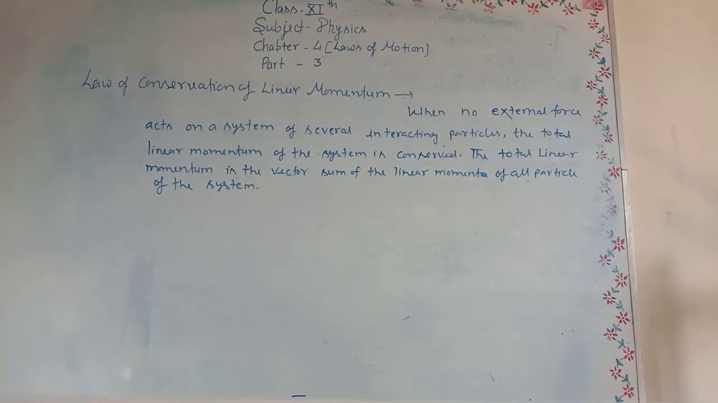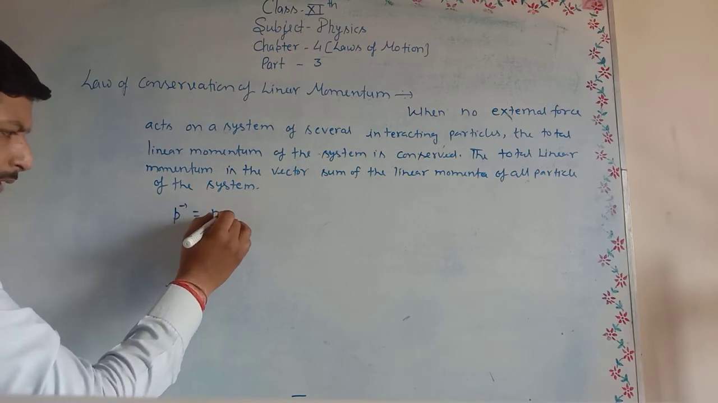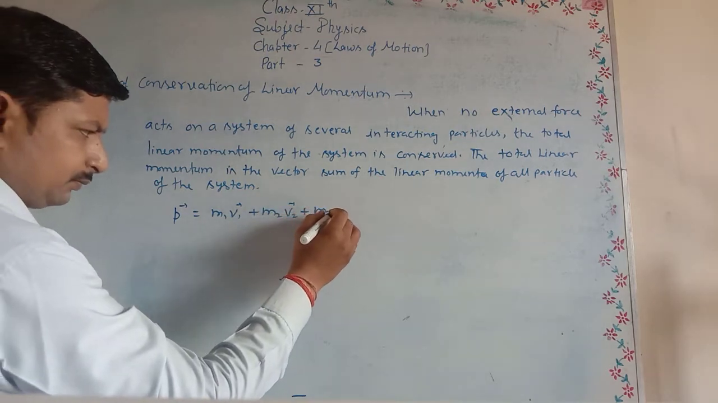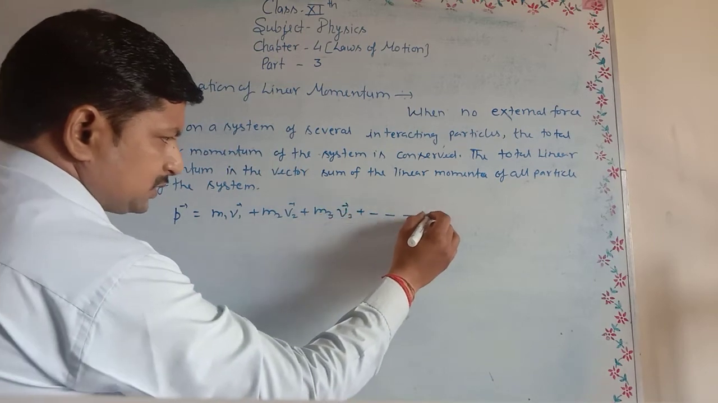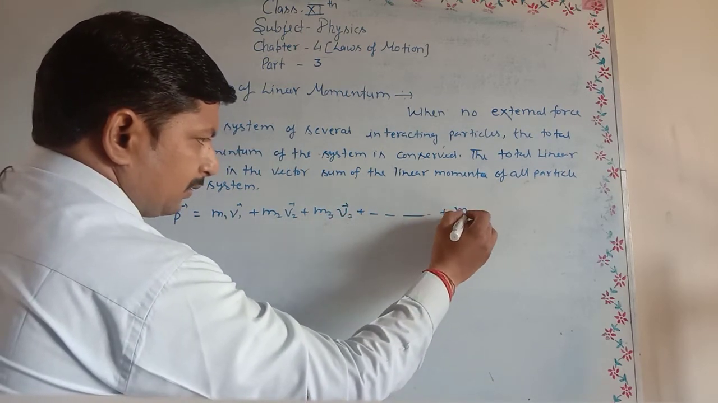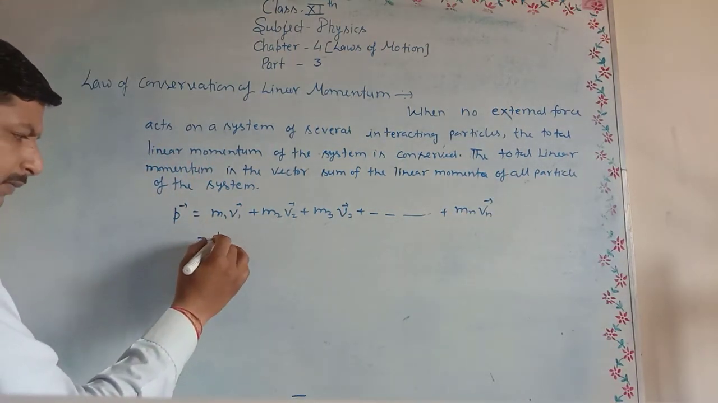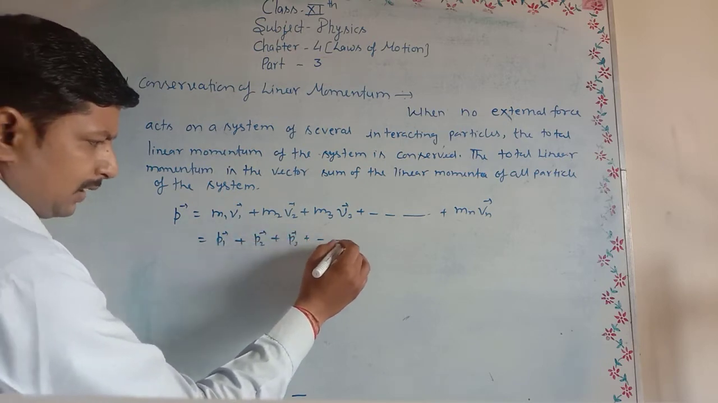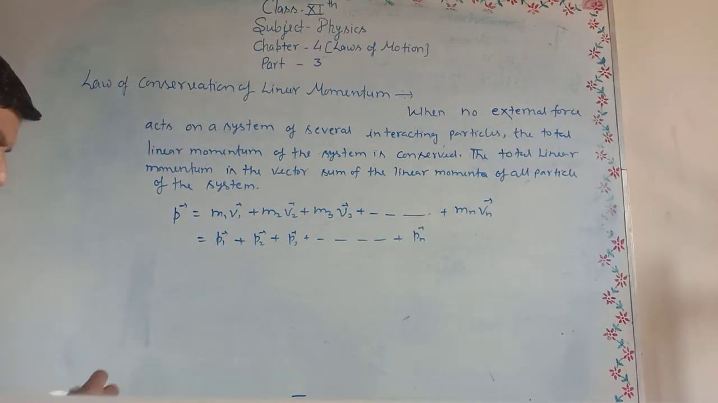Then the total linear momentum of the system, P, is equal to m1v1 plus m2v2 plus m3v3 and so on plus mnvn. Okay students, that is p1 plus p2 plus p3 and so on plus pn. This is the total linear momentum.